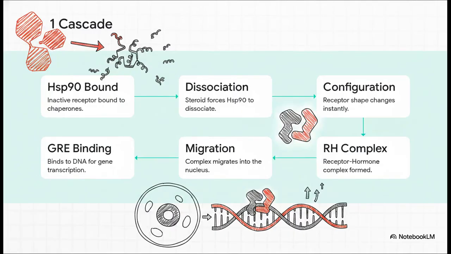Let's step through the type 1 steroid homodimer signaling cascade. This is a critical 6-stage biological pathway, and we can't skip a beat here. 1.